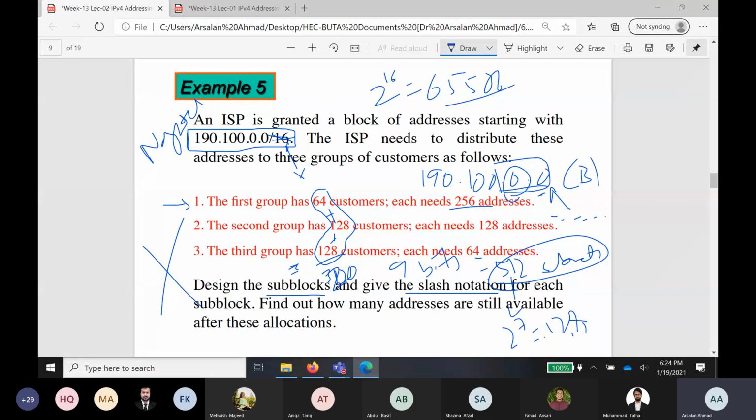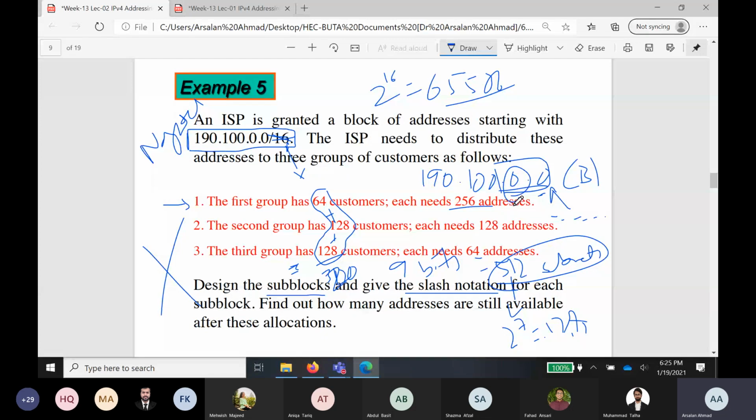And coming back to the question of IP wastage from Hamza, I believe it was Hamza, right? This is how classful addressing will not only fail in fulfilling your requirement, but will also waste a huge amount of IP addresses. So anyway, back to our problem.